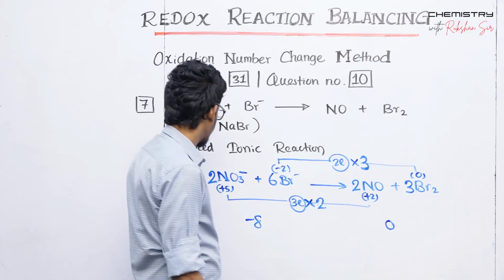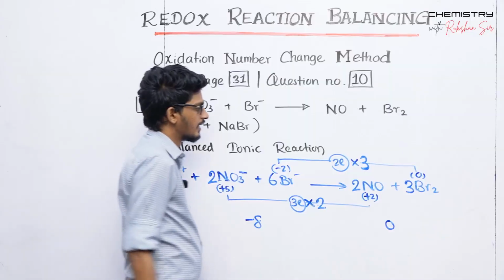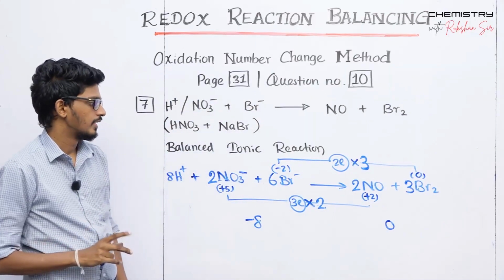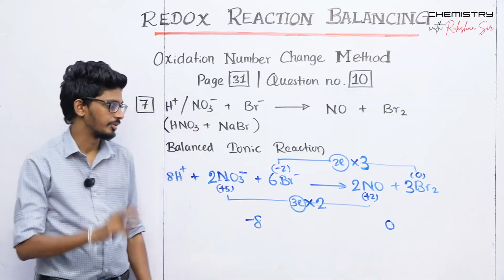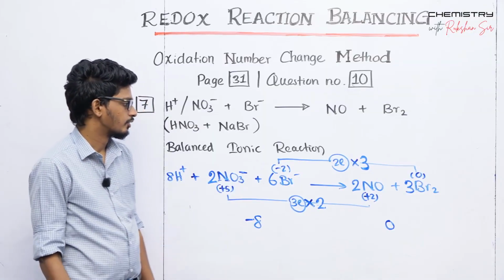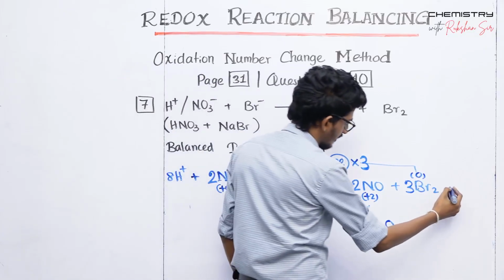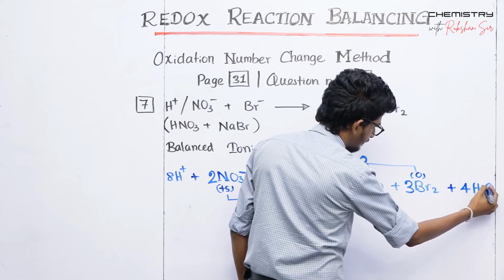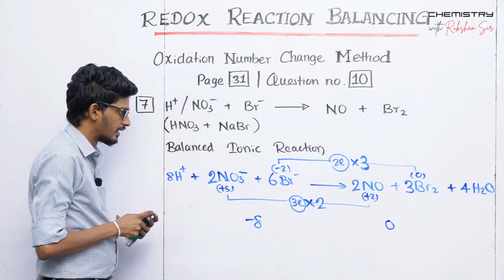The final thing is hydrogen balancing. You have 8 hydrogens at this side, and this side 0 hydrogens. So 8 units of difference with the hydrogens. That means 4 water molecules are needed. So 4 water molecules should be added to the side with the lesser number of hydrogens. That is this side. Right, no? So this is your balanced ionic reaction.